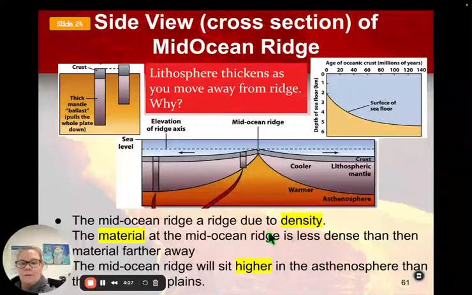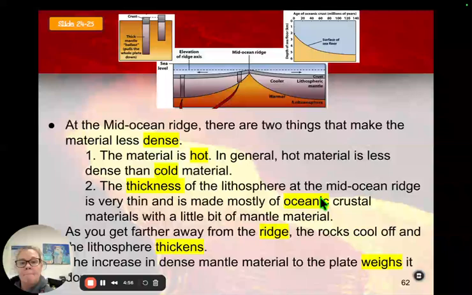The mid-ocean ridge is a ridge due to density. The material at the mid-ocean ridge is less dense than the material farther away. So it's less dense here, and as it cools and as it gets older, it becomes much more dense. So the mid-ocean ridge will sit higher in the asthenosphere than along the abyssal plains. Okay.